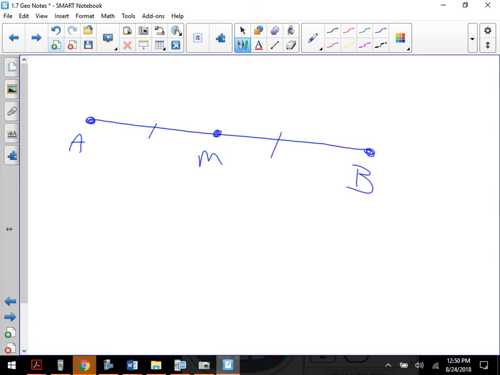M is a very common setup. They'll give you M as the midpoint of a segment. They'll give you the endpoint of one of them. Let's say -4 and 3. We'll say that the midpoint is at 2 and 0. What are the coordinates of the other endpoint?